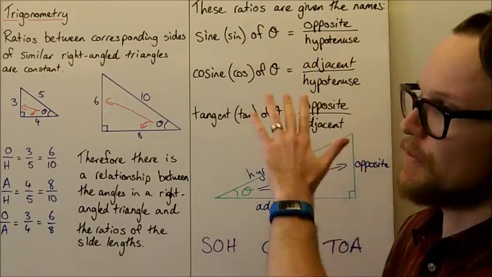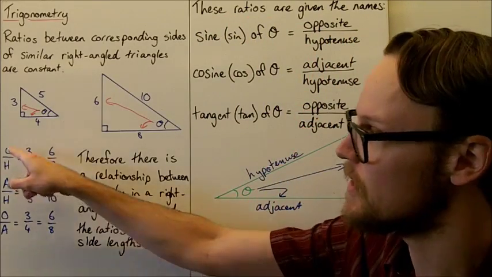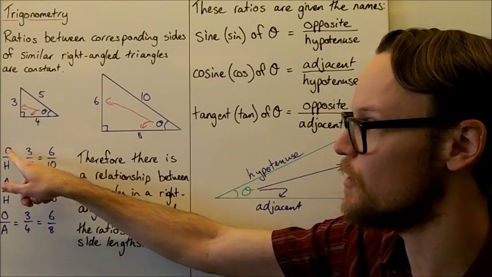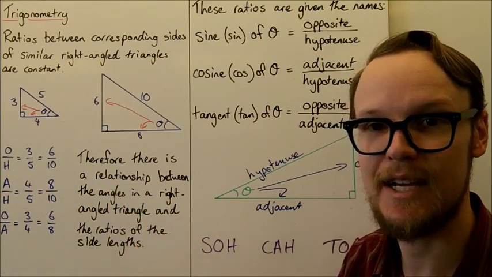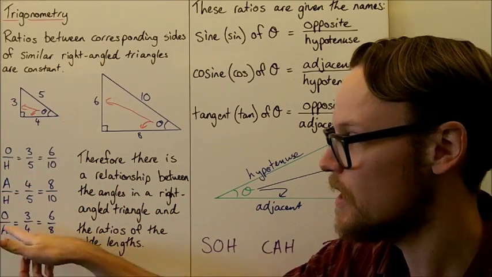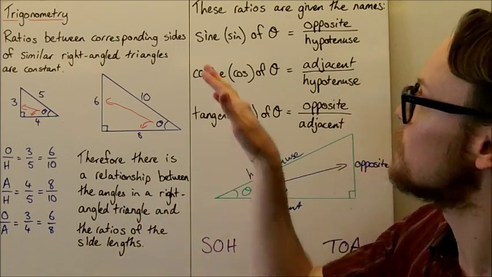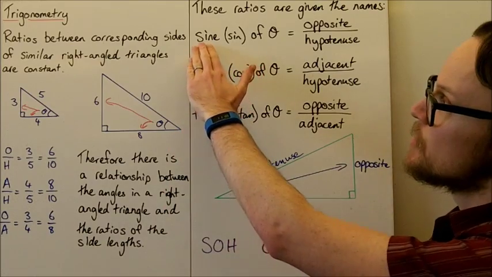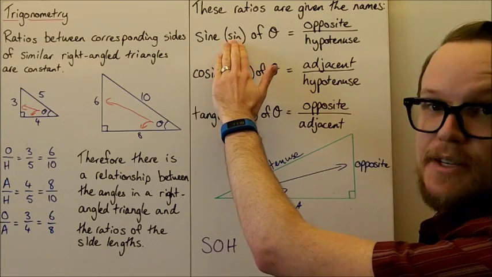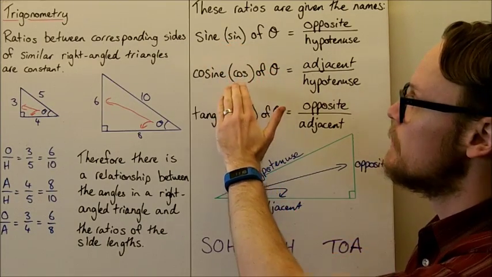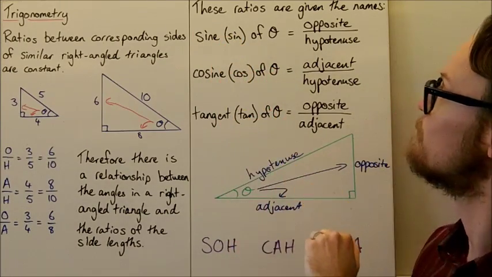So these ratios are given 3 different names because there are 3 different ratios in a right angle triangle. The side opposite the angle to the hypotenuse, the side that's adjacent to the angle we care about divided by the hypotenuse, and the side that's opposite the angle divided by the adjacent side. So these 3 ratios are given these names: sine, cosine and tangent. You might see them abbreviated to sin, cos, tan, but often we'll say sine, cos and tan.